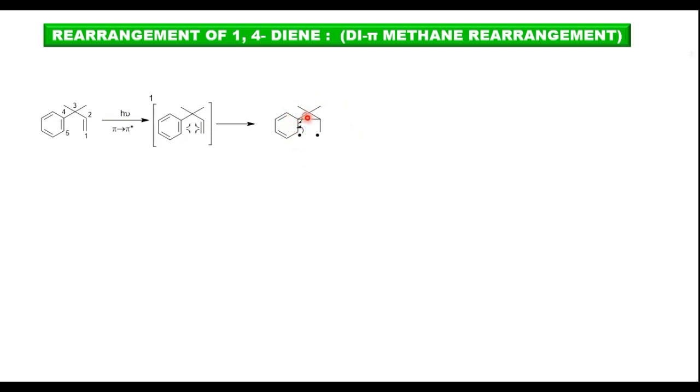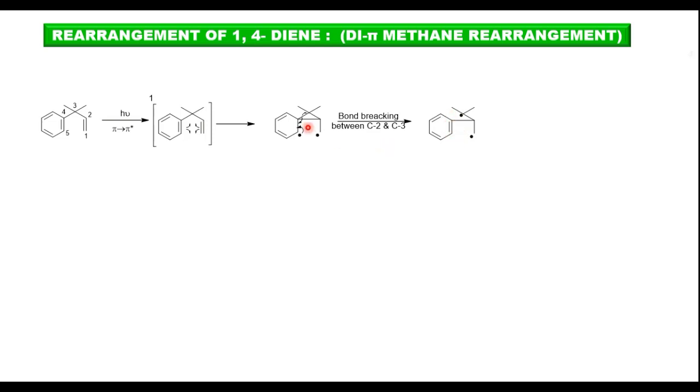Towards the aryl ring side, not towards the vinyl side. I am going to break the C3-C4 bond, towards which position? The ring side. So the bond breakage is not C2-C3, it is C3 and C4. Now we get a radical and a radical. These two radicals make the bond, and we get an aryl ring.